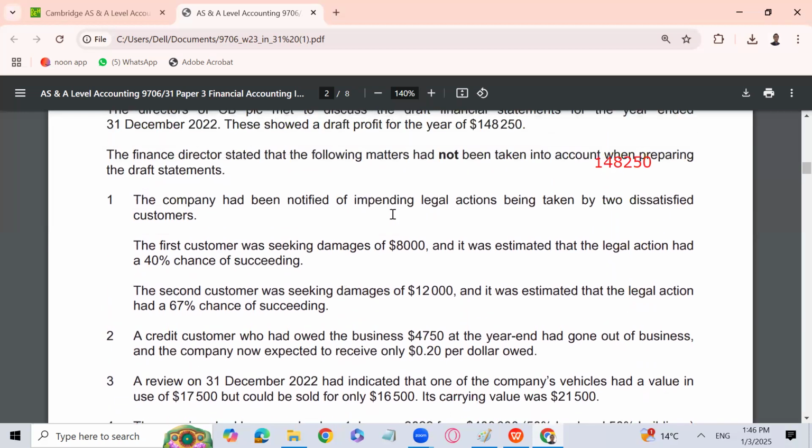The company had been notified of impending legal actions being taken by 2 dissatisfied customers. The first customer was seeking damages of 8,000, and it was estimated that the legal action had a 40% chance of succeeding. It means that he has basically taken a legal action against us, because they are dissatisfied. So we have to pay damages. One of the customers has gone asking us for damages of 8,000, and the legal action had a 40% chance of succeeding.